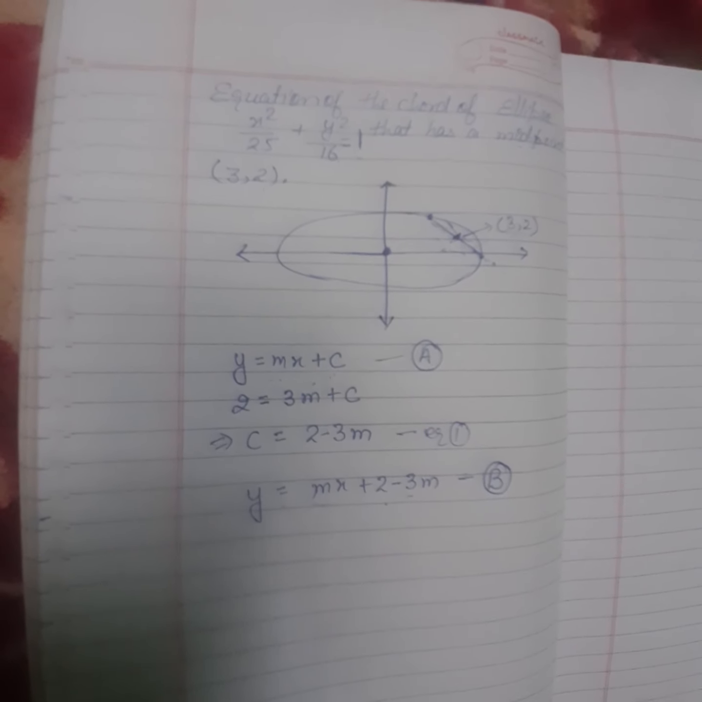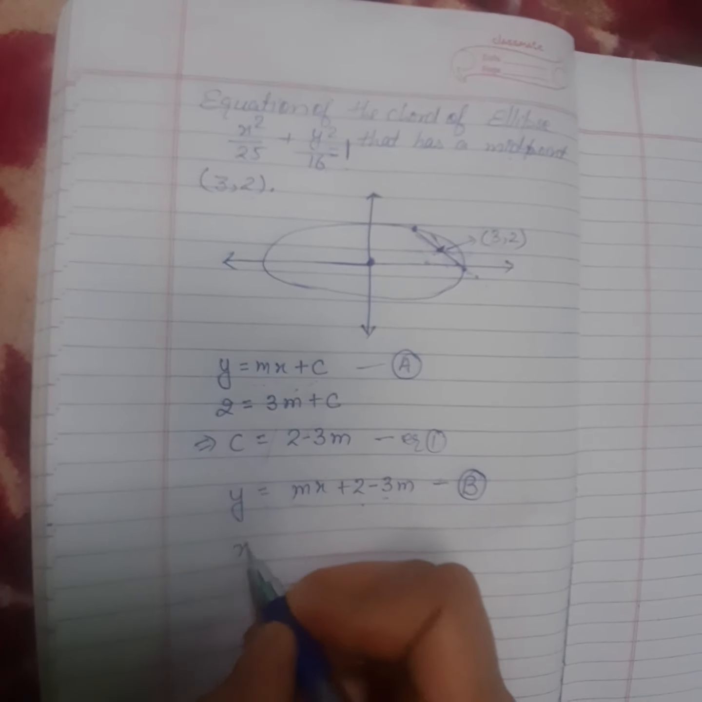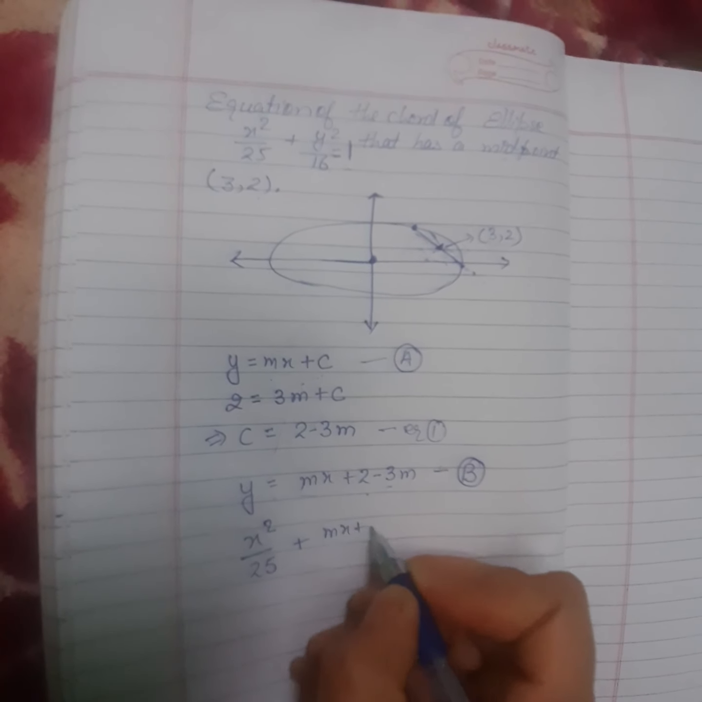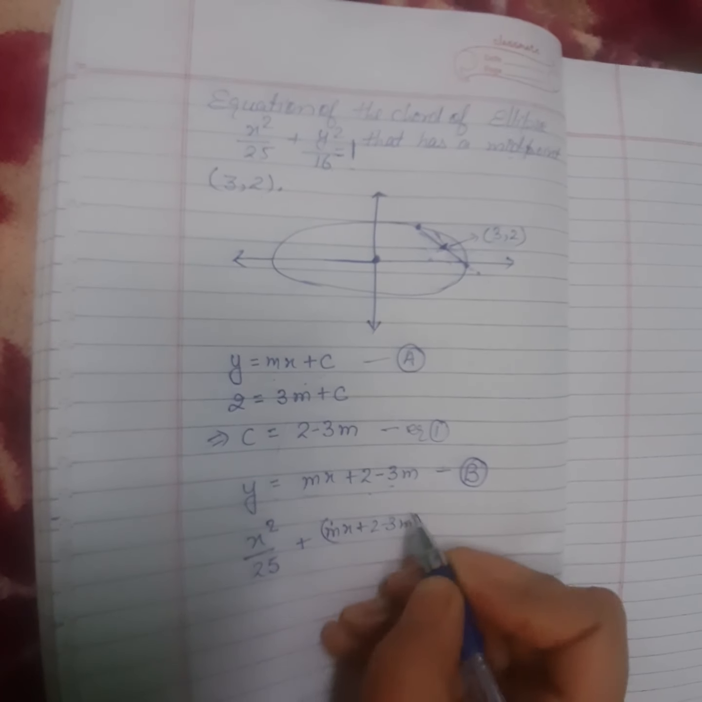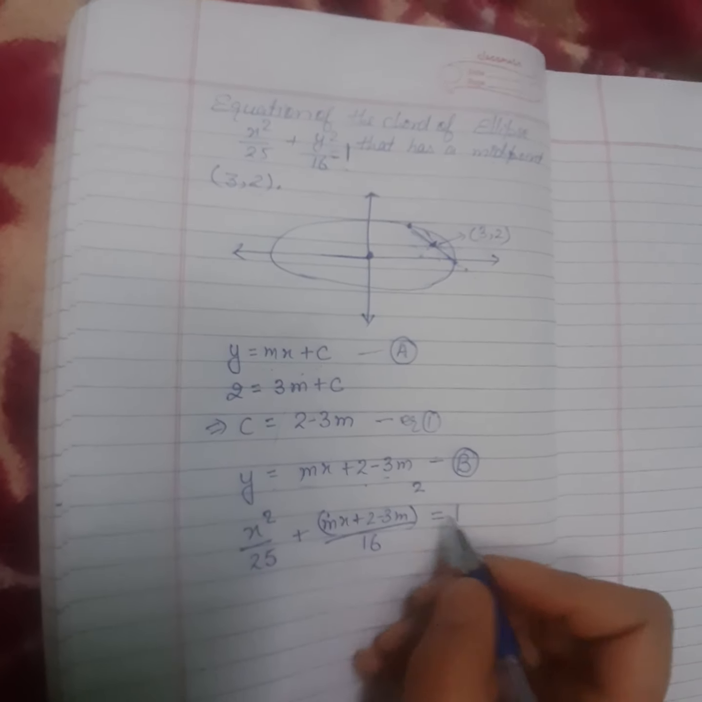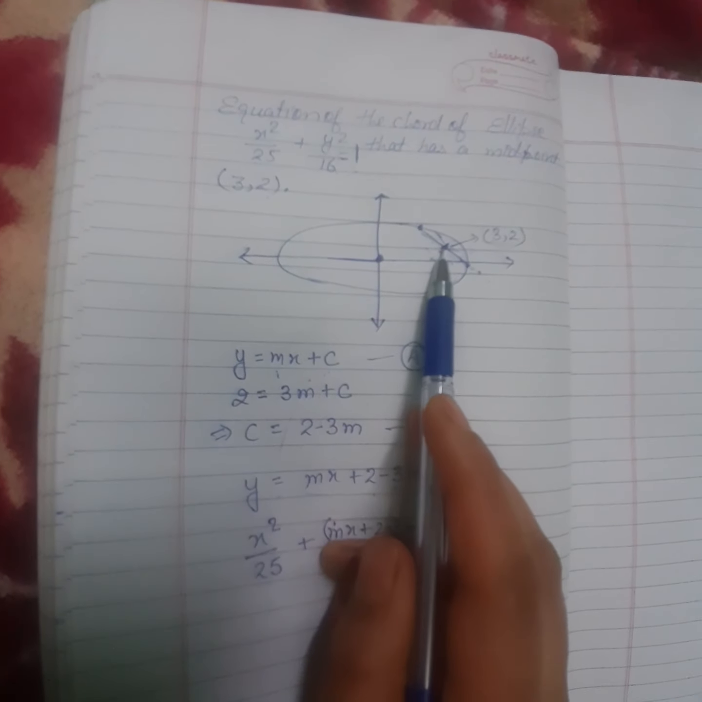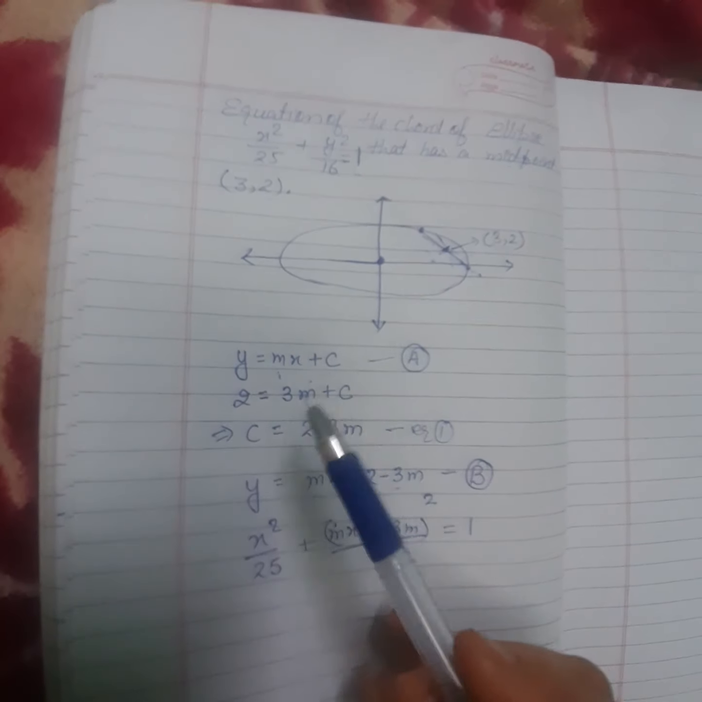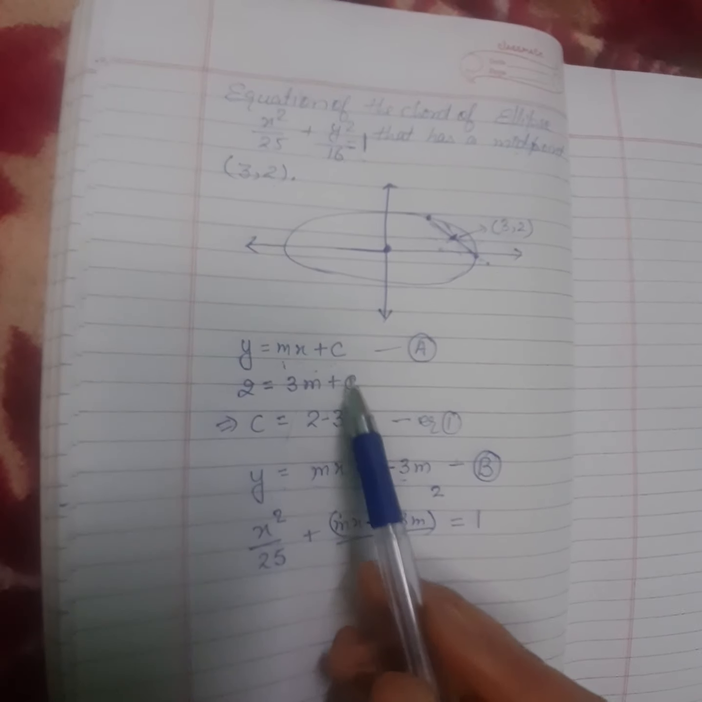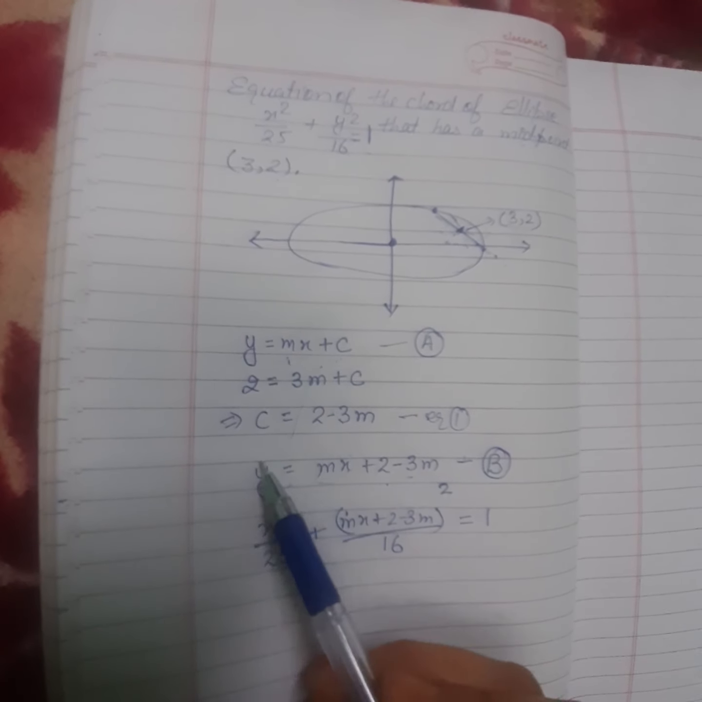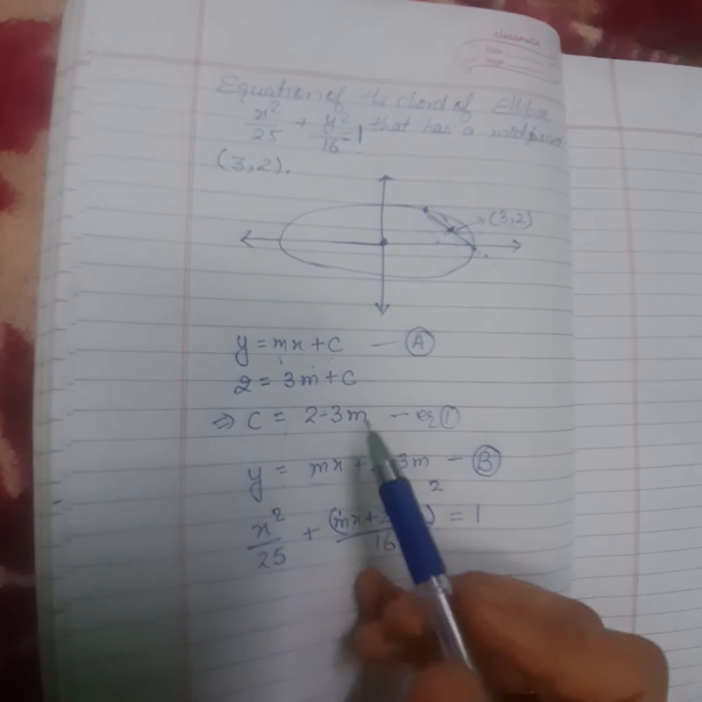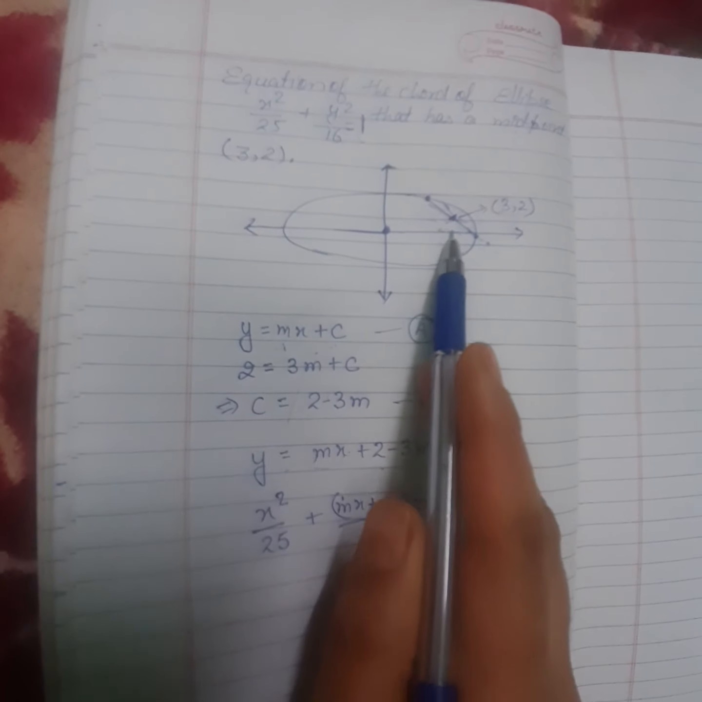Now as this point lies on the ellipse, we can write that x squared over 25 plus (mx + 2 minus 3m) whole squared over 16 should also be equal to 1. Because this is the equation of the line, as it passes through the given point we got one specific piece of information about it. When we used it, we got the value of c. So we can make this most general equation a little more specific by substituting the value of c. This is the equation of all the lines which pass through (3, 2), and this is one of those equations, so this is the equation of this line also.